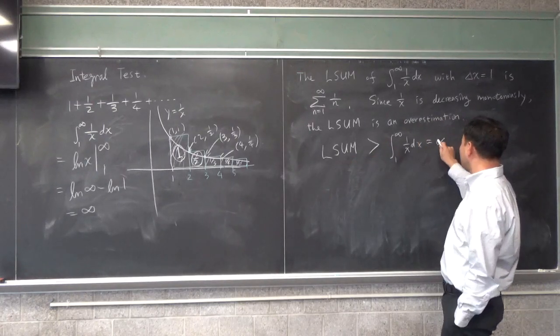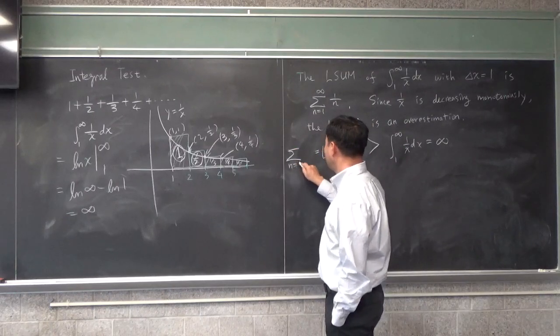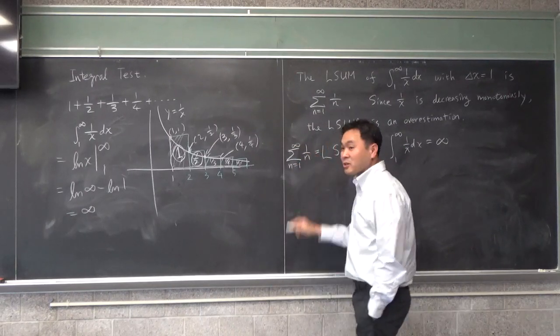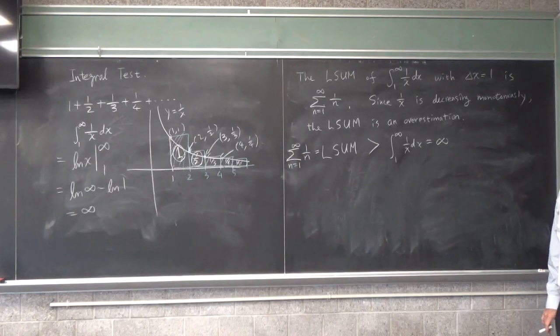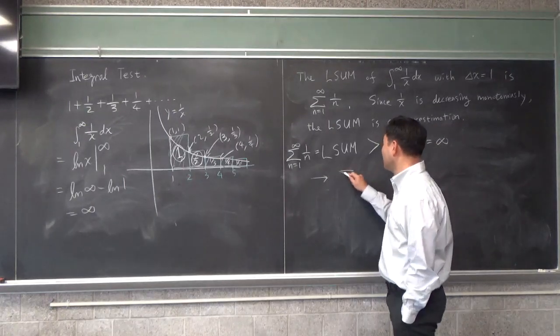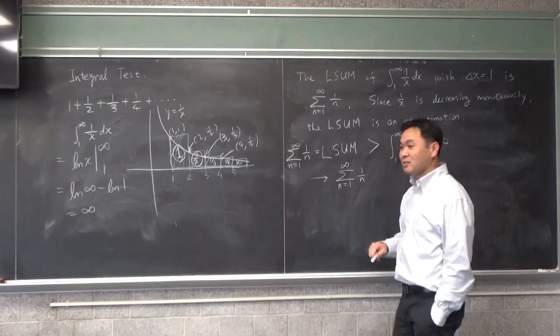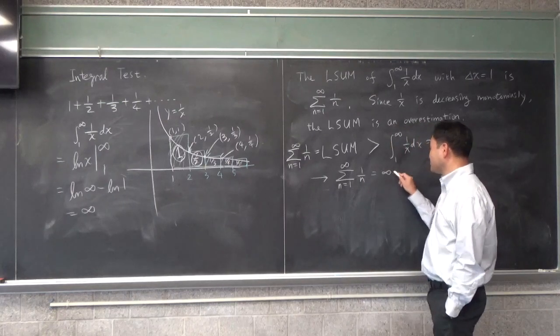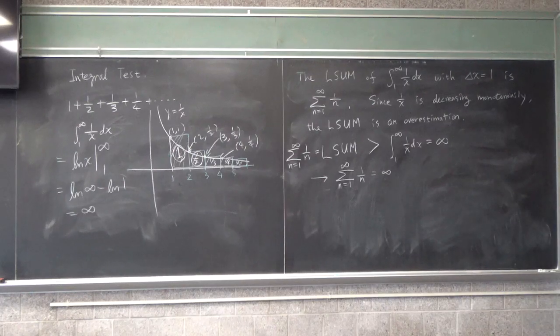Well, we know that this is infinity, and we know that this is the sum of 1 over n. So what's the conclusion? The sum of 1 over n is equal to infinity. Yes. So this must mean that the sum of all these 1 over n should be infinity. That's how you prove it.